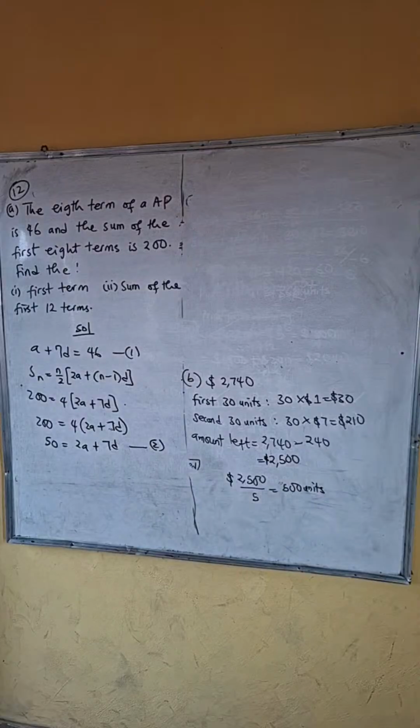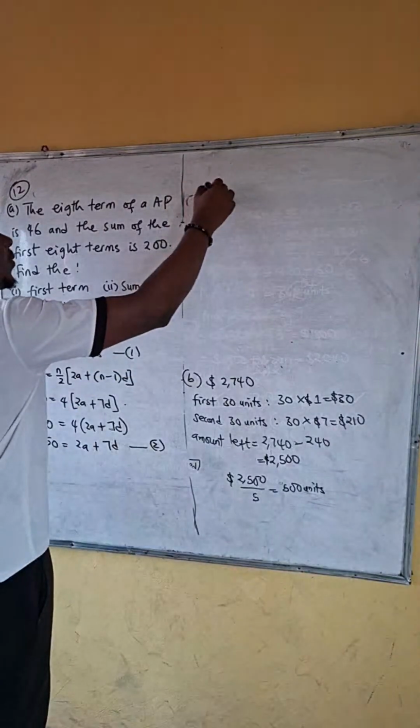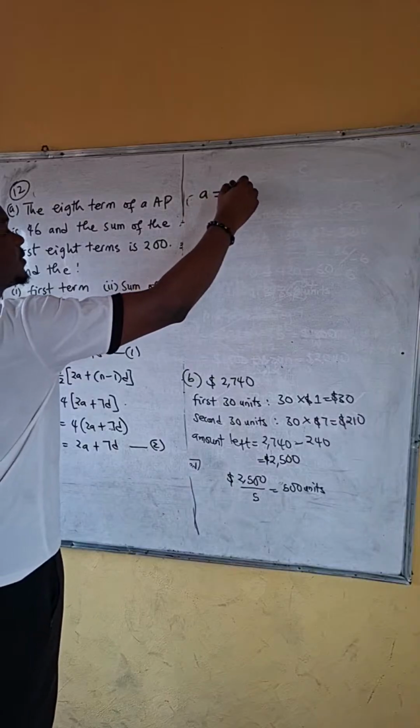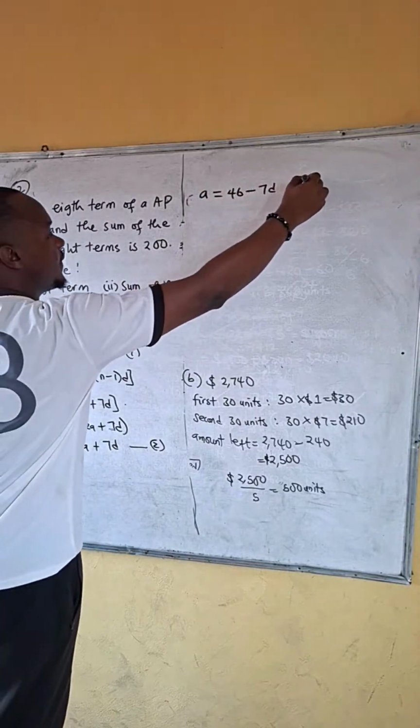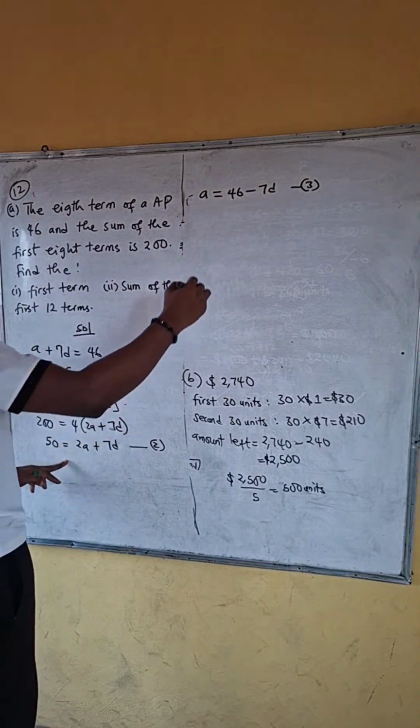So I think the best way to solve this is just to use substitution, because if you want to use elimination, we have to start multiplying. I don't want to go through all of that. So from equation 1, A equals 46 minus 7D, giving you equation 3. I'm going to put this into equation 2.